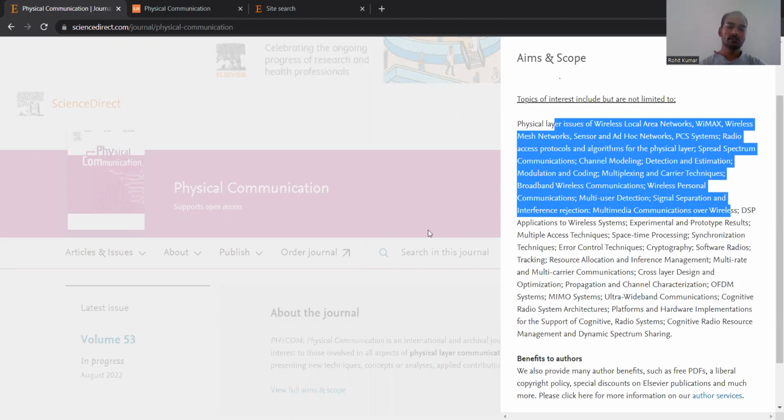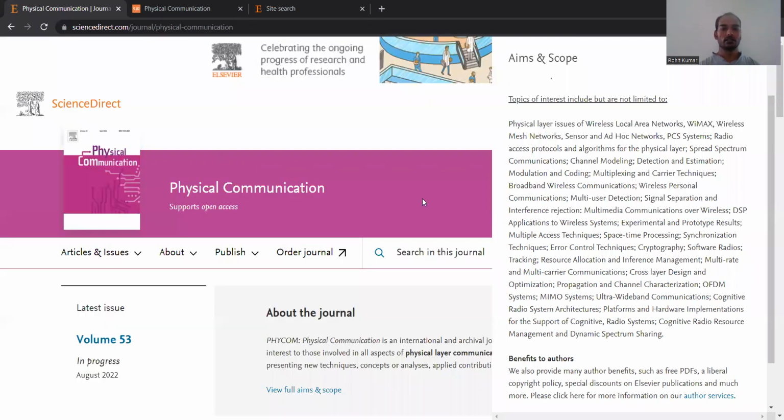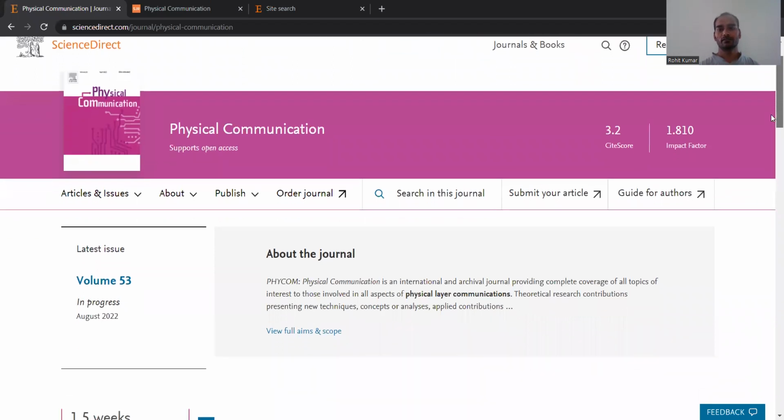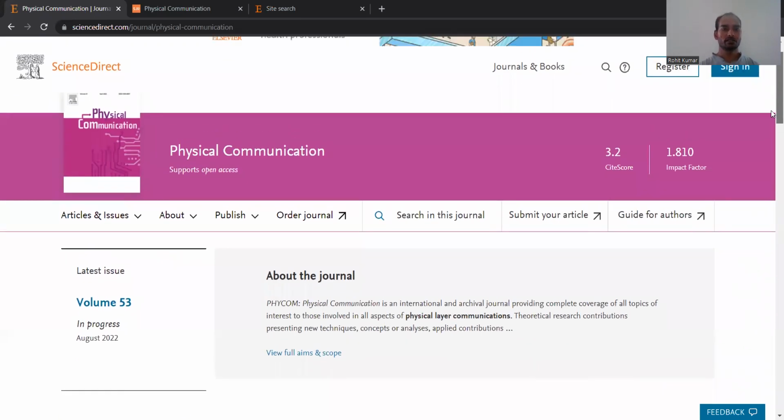So in this way, you can say that different sorts of hardware as well as physical layer design issues, including error correction control, signal encoding, and signal separation and interference, etc., are considered. So I think it's a very good journal if you are dealing specifically in the physical layer communication space.